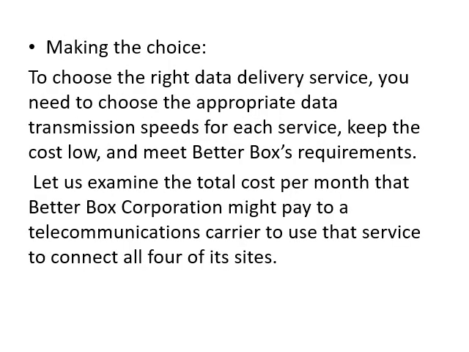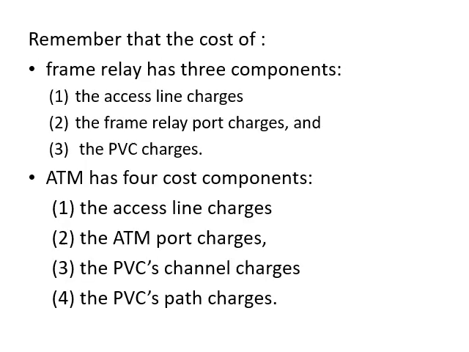Now, making the choice. This is a crucial part. To choose the right data delivery service, you need to choose the appropriate data transmission speed for each service, keep the cost low, and meet Beta Box's requirement. Let us examine the total cost per month that the Beta Box Corporation might pay to a telecommunication carrier to use that service to connect all 4 of its sites. Now remember, let's go detail by detail. To do a frame relay connection, we need 3 important components: the access line charges, the frame relay port charges, and the PVC charge. For an ATM, we need 4 of these components: the access line charge, the ATM port charges, the PVC channel charge, and the PVC path charge.